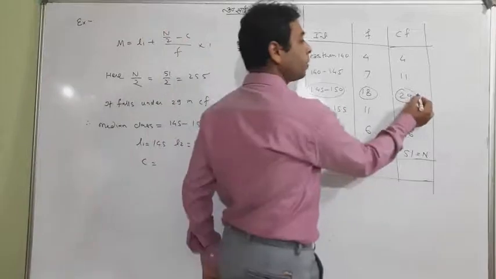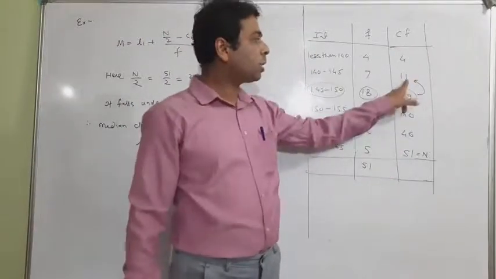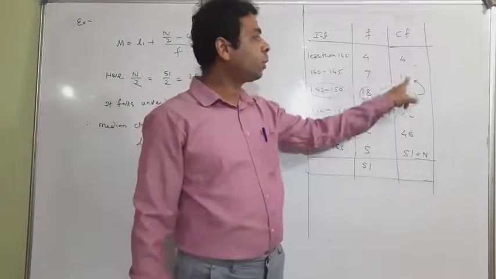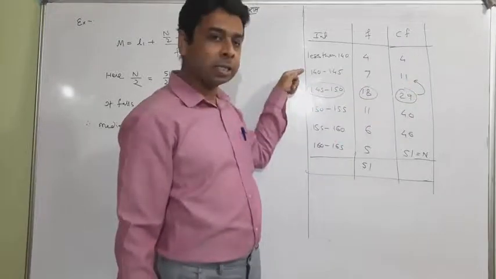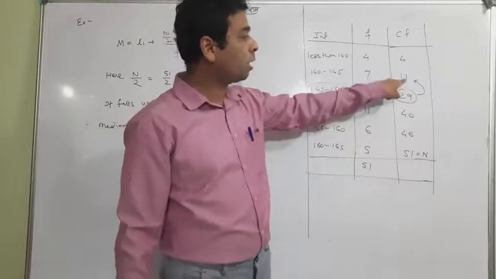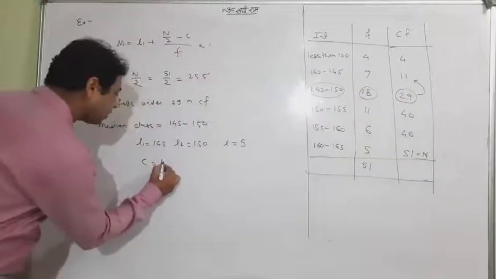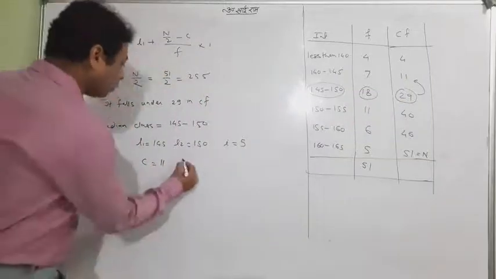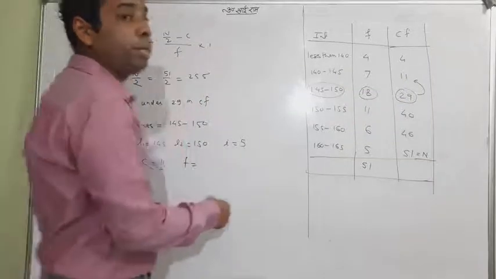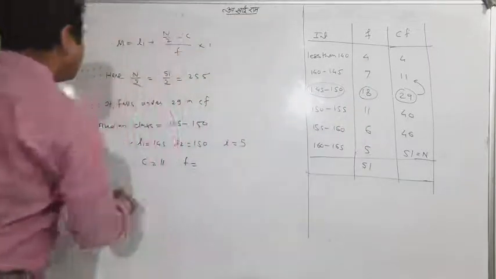C is called the cumulative frequency preceding the median class. This is the median class, this is the preceding class, and this is none else but the CF of the preceding median class, 11. So I'll write 11 directly here, and F is the frequency of the median class. So everything we have got now.